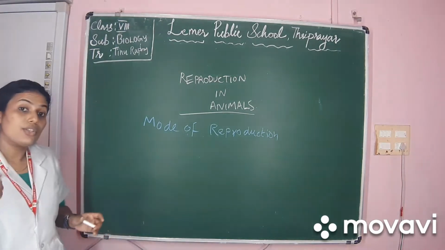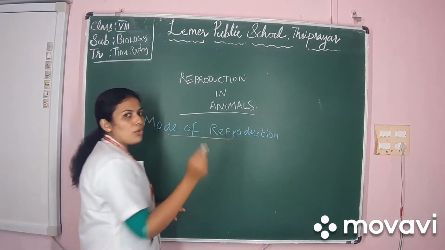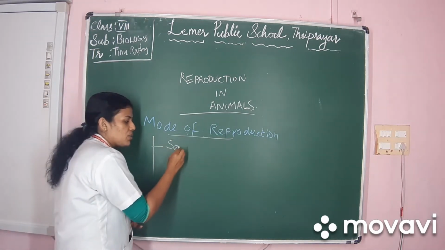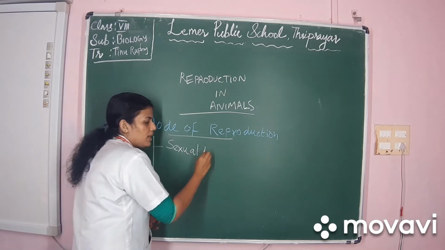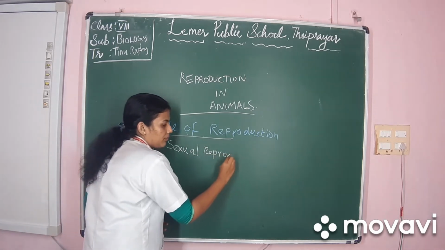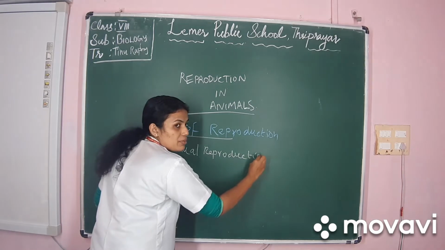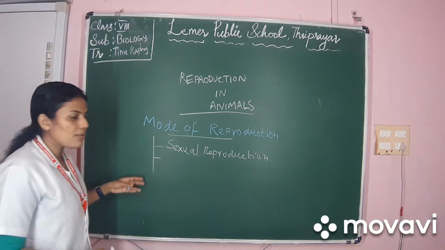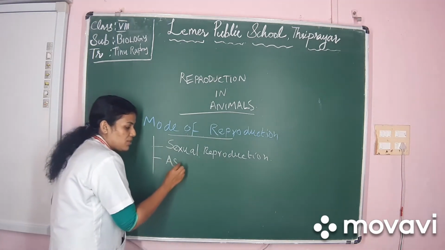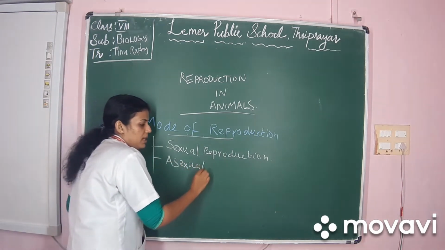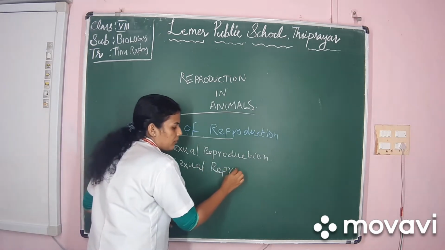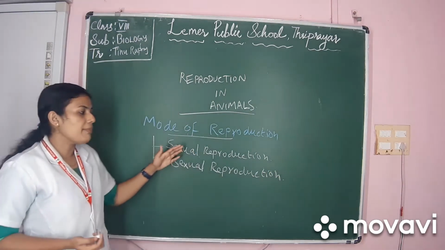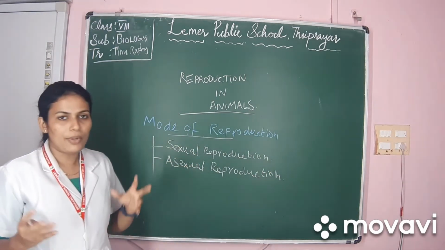So dear children, there are two modes of reproduction. The first mode of reproduction is sexual reproduction. The second mode of reproduction is asexual reproduction. Now let's learn about sexual reproduction and asexual reproduction in detail.